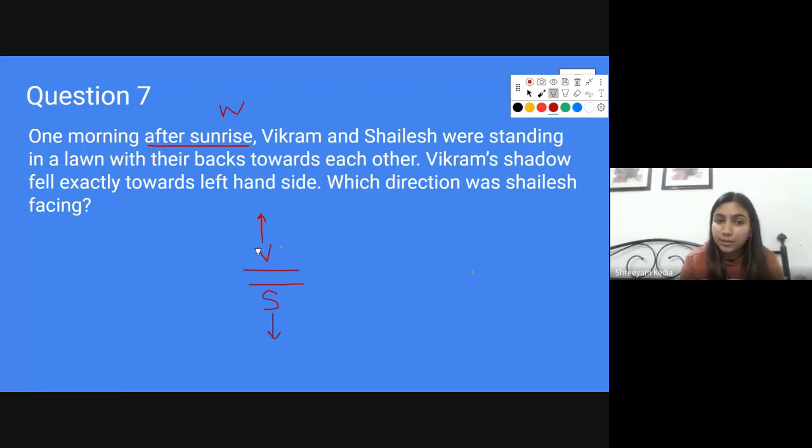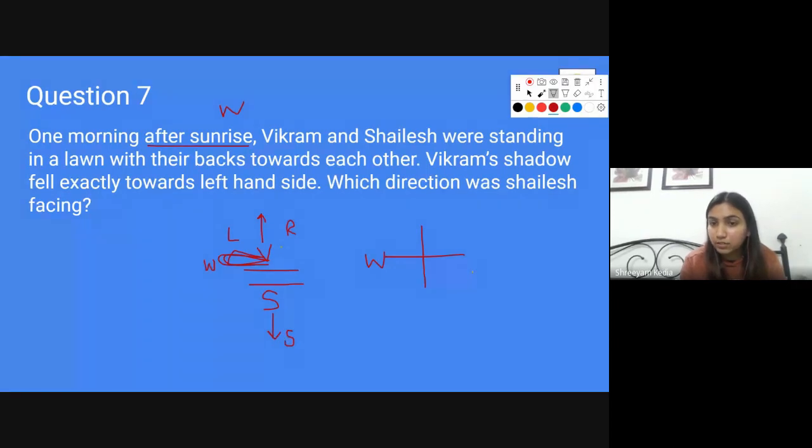So their backs are towards each other. Now which side does Vikram's shadow fall? On his left hand side. His left hand side is here because he's facing this side. So his left hand side would be this and right is this, right? And his shadow comes on the left hand side. So this is the shadow of Vikram. So the question is asking which direction Shailesh is facing. Now we know that after sunrise the shadow goes to the west. So if this is west here, then Shailesh would be facing south, right?